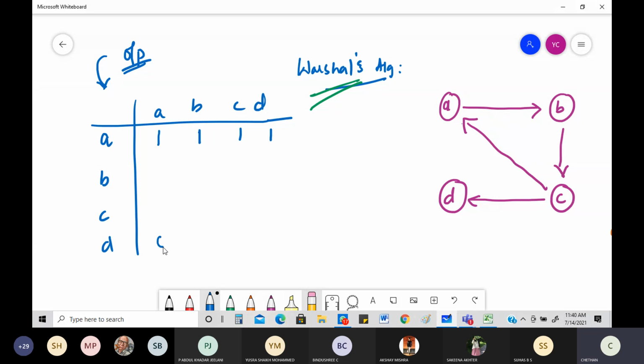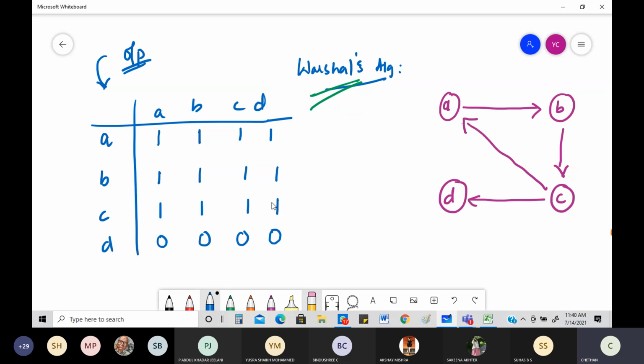What about the other things? From B to A, is it possible? Yes, possible, so 1. B to B, is it possible? Of course, it's possible. B to C, direct path is there. B to D, possible. Then from C, C to D, direct path is there. C to A, direct path is there. C to B, you check. Yes. C to C, yes. This is the original solution you're supposed to get. They're supposed to get this one as the output.